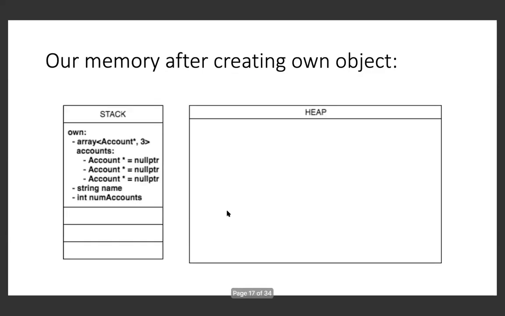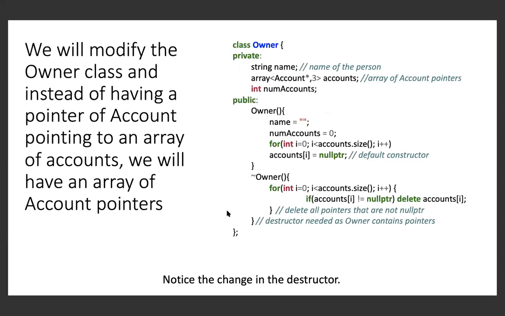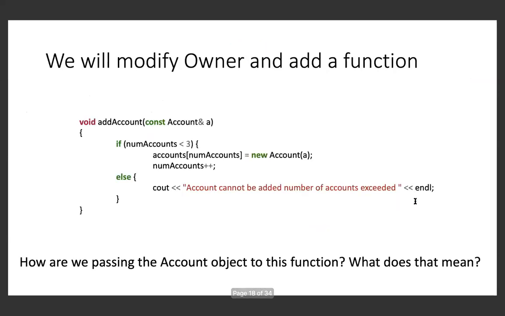Okay, so this owner class right now does not have a way to add a new account to the owner. We just have a way to store account pointers, to be able to point to some account objects, which in the default constructor we're initializing to null pointer. In the destructor, we're checking if they are not null pointer and we're deleting them. But in this specific case, they will never be non-null pointers because that's the only thing we're doing. So how do we add a new account to this owner? We're going to add a member function called add account.